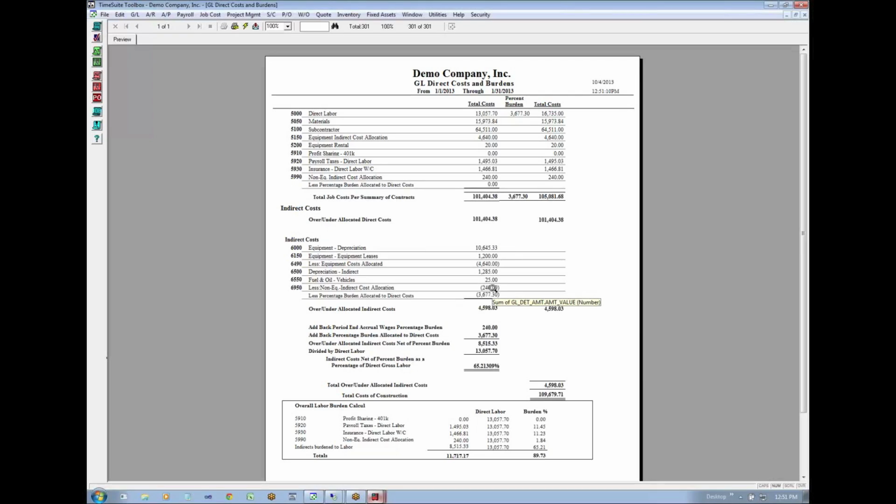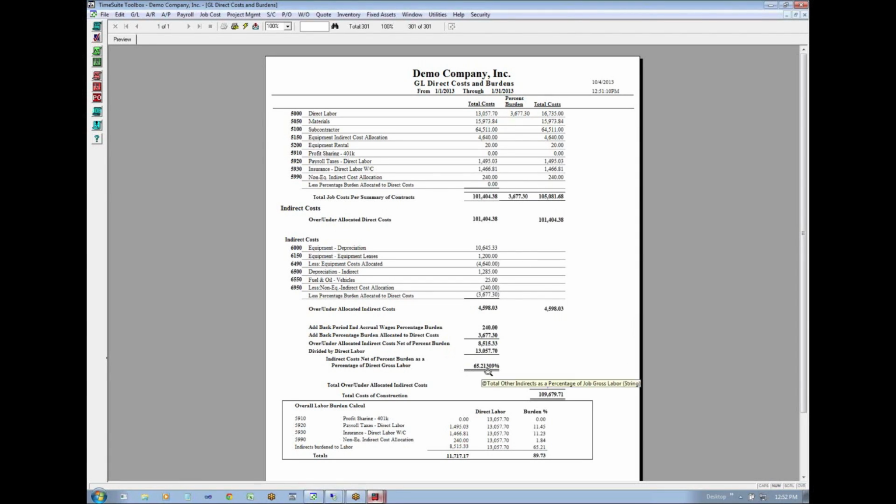Accrued wages, we're looking at costs that were posted in February. The job cost picked up 240 in burden. It didn't hit the general ledger until February, so when we accrued our accrued wages, we had to accrue that 240. So that gives us a subtotal of 8,515. That's our total indirect cost we incurred.